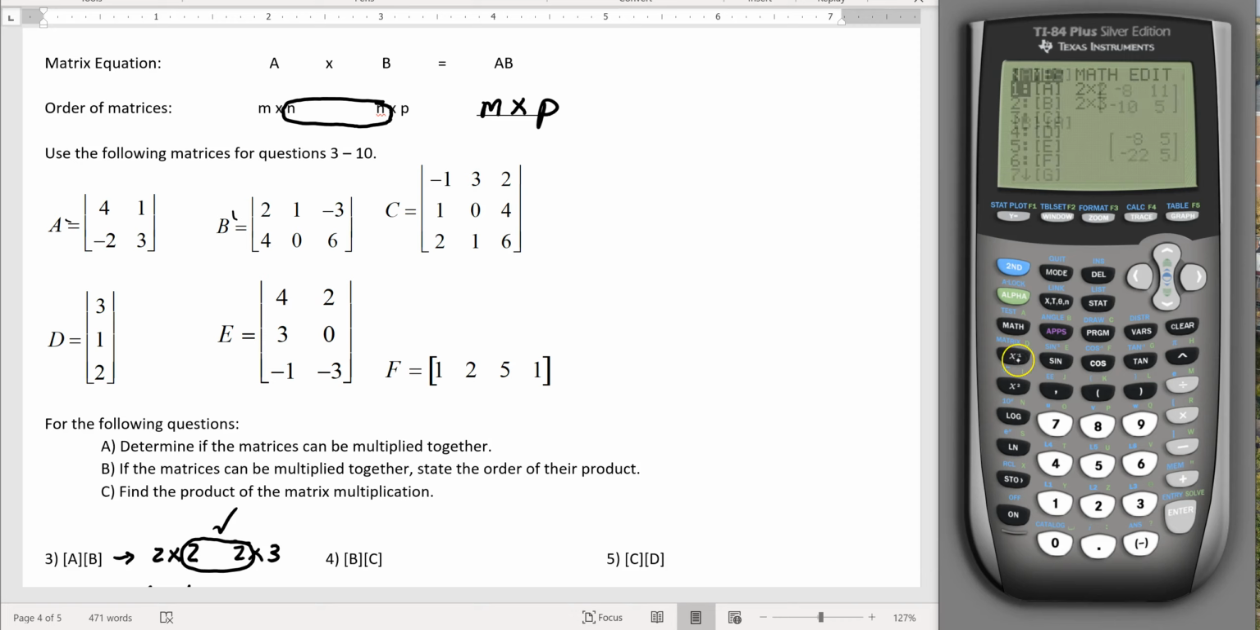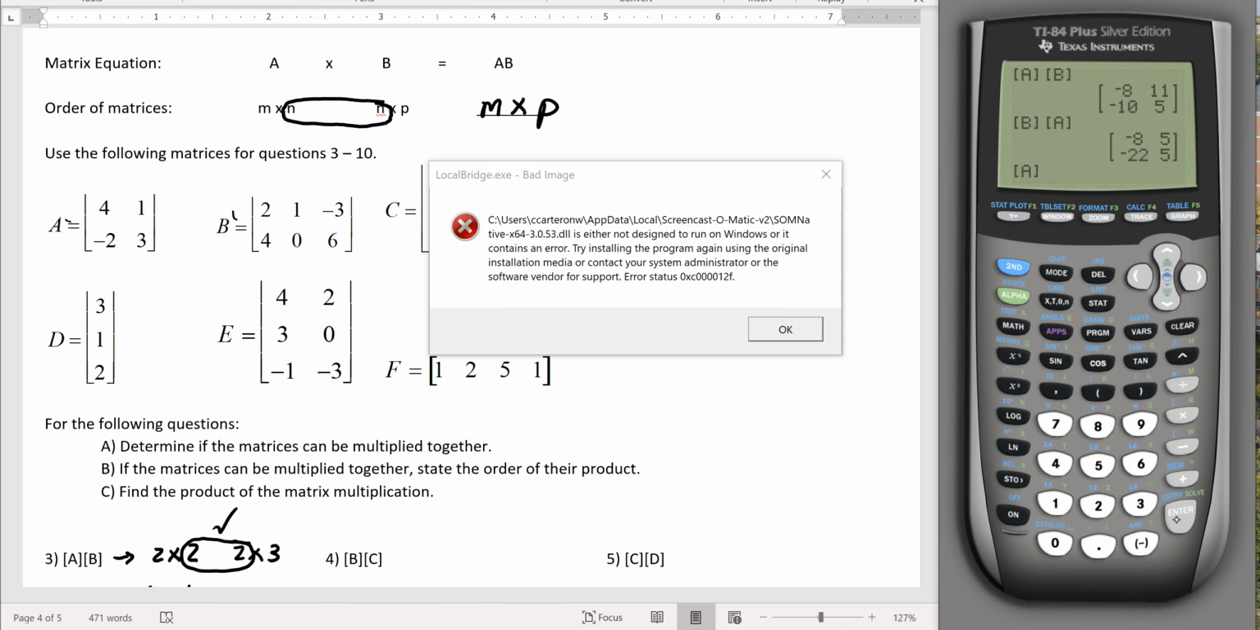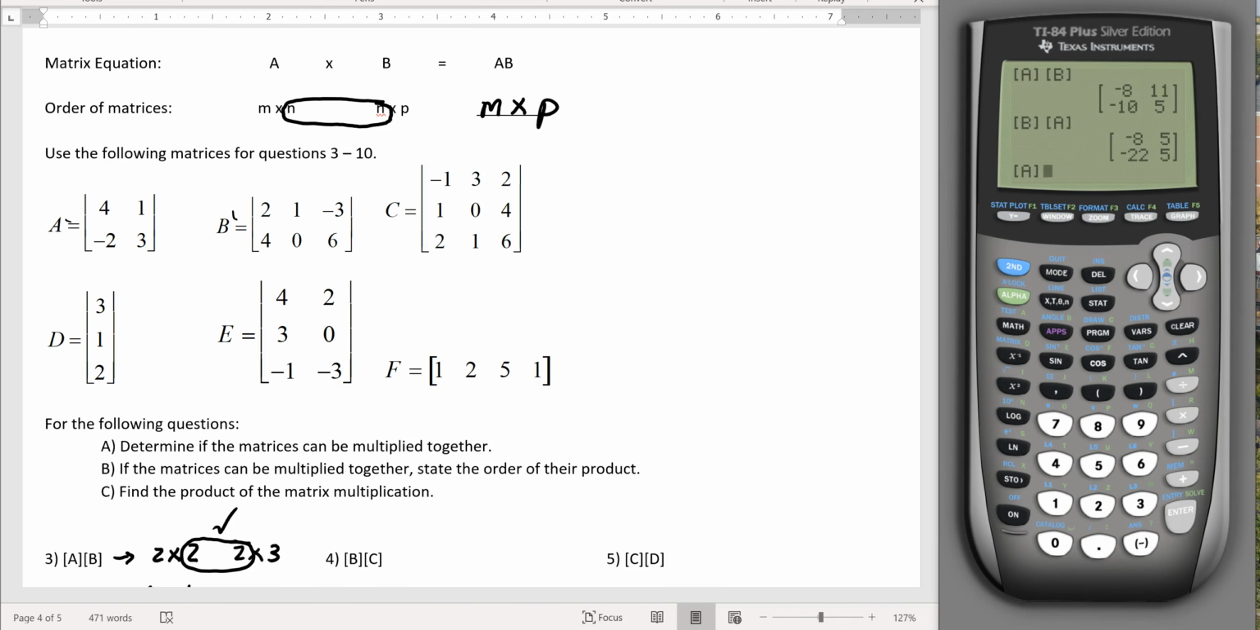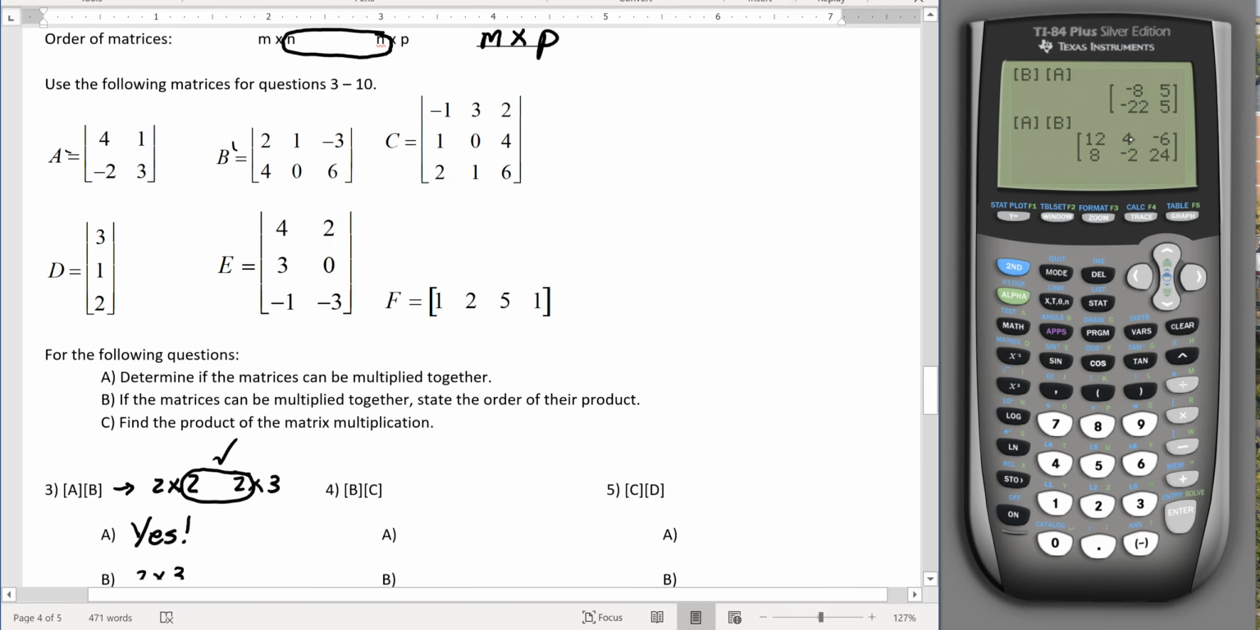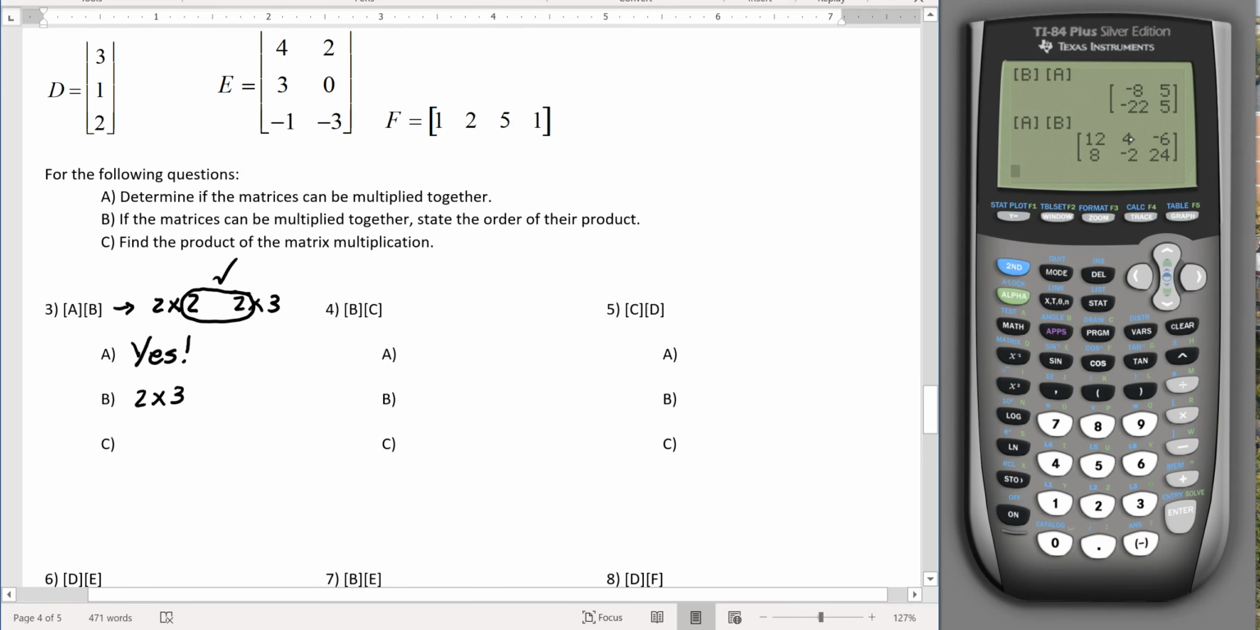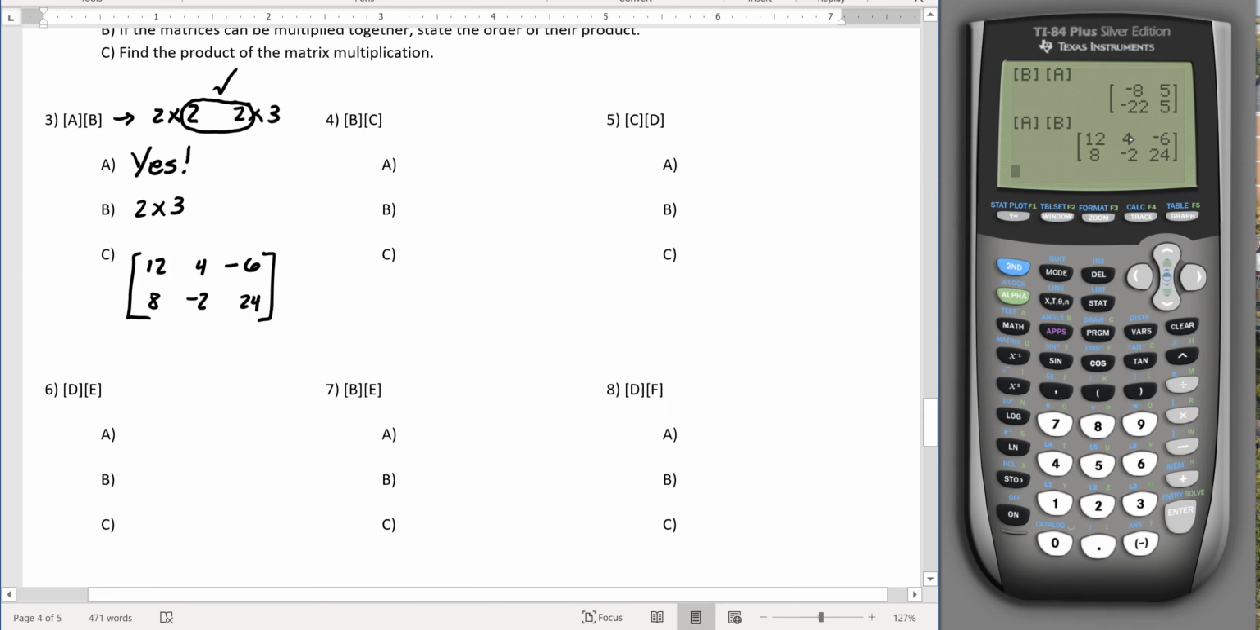Now I'm going to do second matrix, A. Oh, sorry guys, let me get rid of that real quick. And B, second matrix B, which is now the 2 by 3 matrix. When I multiply it, notice I get a 2 by 3 matrix for my answer. Let's write this in here. We'll have 12, 4, -6, 8, -2, and 24. And there we go. Fantastic. That's how we're going to do these for 4, 5, 6, 7, and 8.